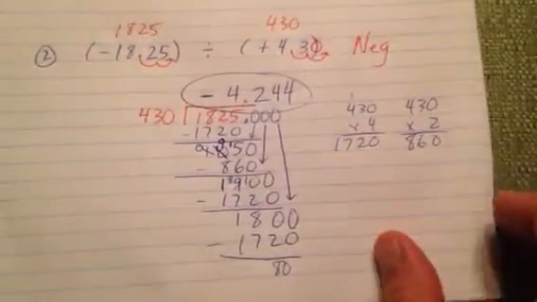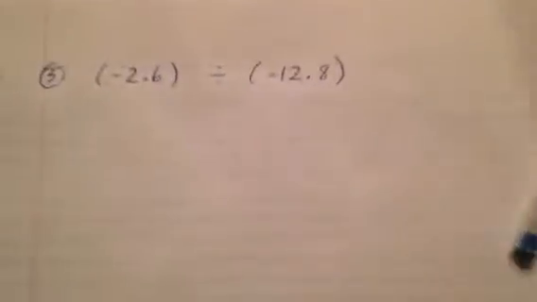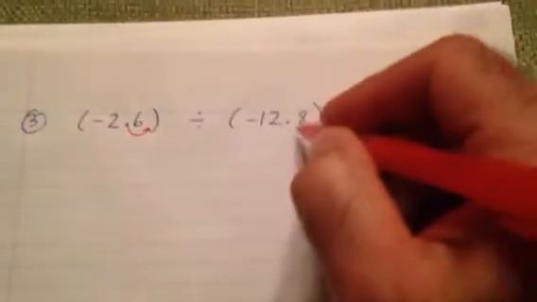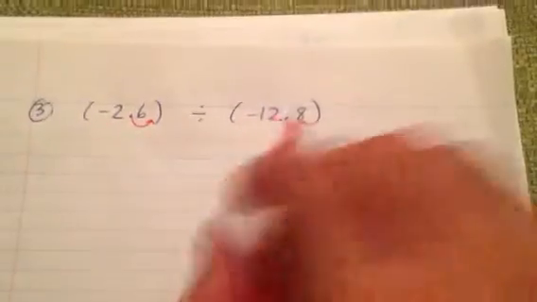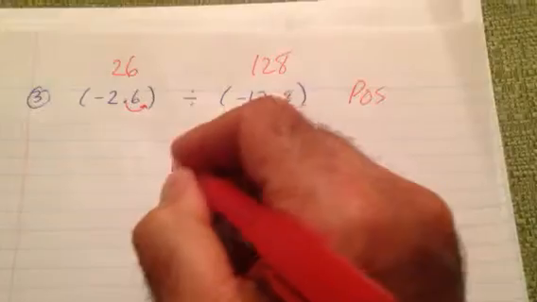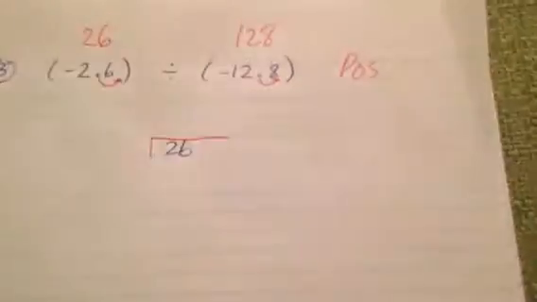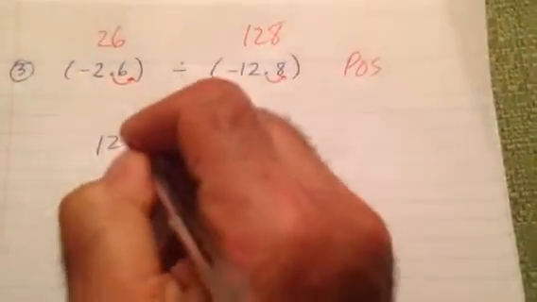Okay, a little tricky, but not too bad. Let's go to this one right here. Last and final example. So I want to move decimals, right? So obviously I got to move this one once, move this one once. Whatever I do to one, I do the other. I know the answer is going to be positive, negative and negative, so I can ignore that. This is going to be 26 now, and this is going to be 128. First number goes in the house, so 26 goes inside, and the other number, 128, goes outside.